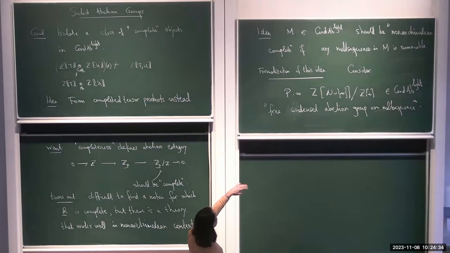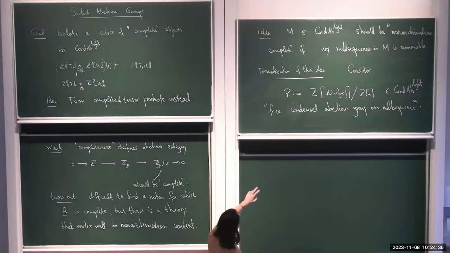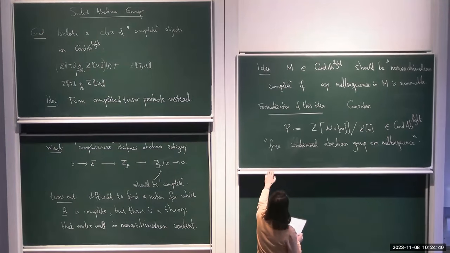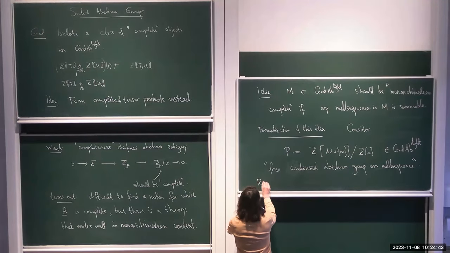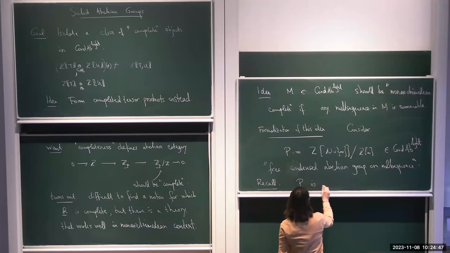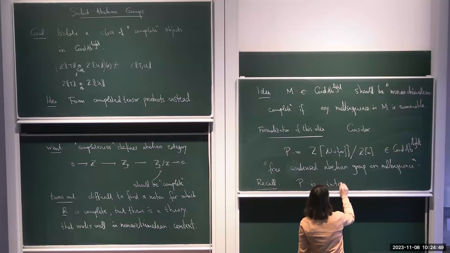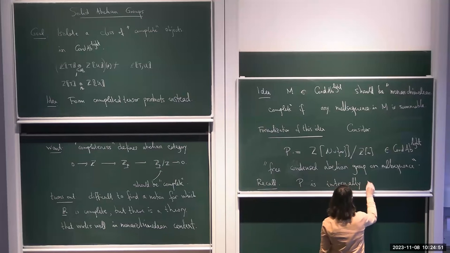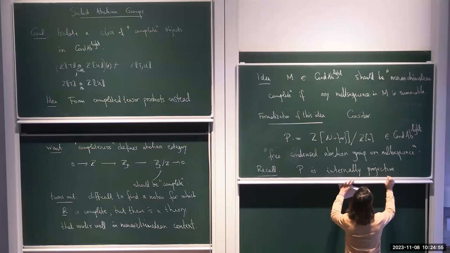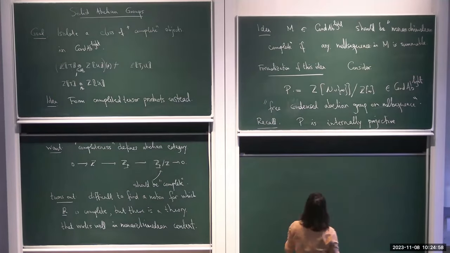All right, so we wanted to say it makes some conditional null sequences, so this should play a role somewhere. And then recall that P is an internally projective object. So let me recall what this means.